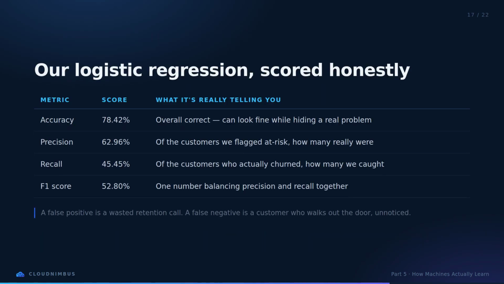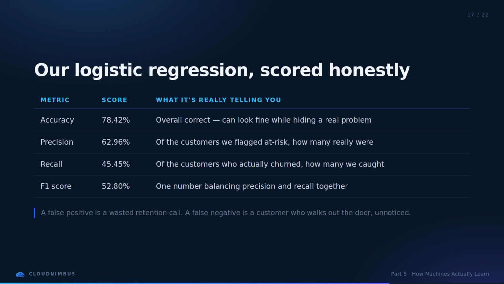Our logistic regression scores 78.42% accuracy, 62.96% precision, 45.45% recall, and an F1 score of 52.8%. And now, unlike 5 minutes ago, you actually know what each of those numbers is accusing the model of. One more idea, and it's one you have to see happen rather than just be told about.